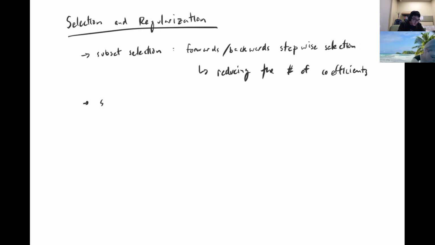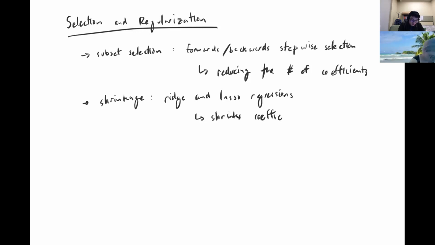We also talked about shrinkage. So this is our ridge and lasso regressions. And this shrinks the coefficients. And the whole point here is in principle kind of similar to subset selection in that you're essentially getting rid of the influence of unimportant coefficients.